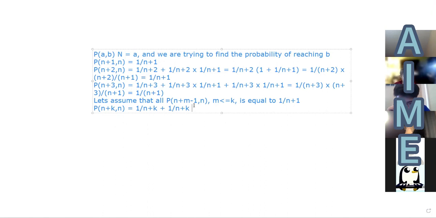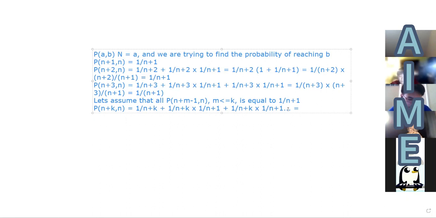And then based on our assumption, we see that the probability of n plus k to n is 1 over n plus k plus 1 over n plus k times 1 over n plus 1 plus 1 over n plus k times 1 over n plus 1, and then so on. And this will repeat, because we're starting from n plus k and going down to n plus 1. So the n plus k term is not counted, so we start from n plus k minus 1. Actually, okay, yeah.